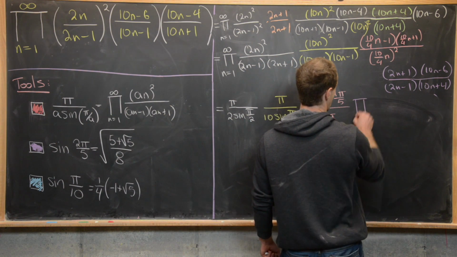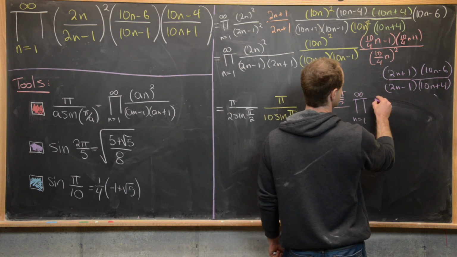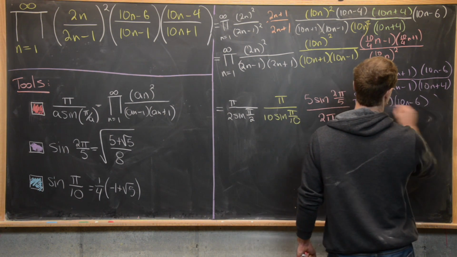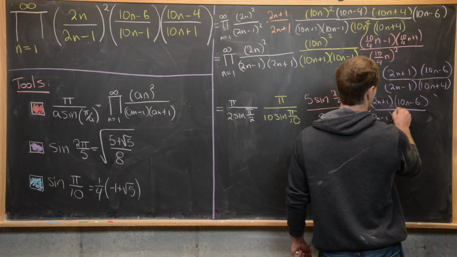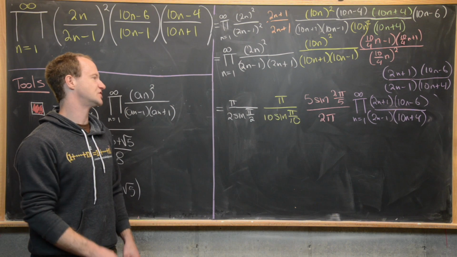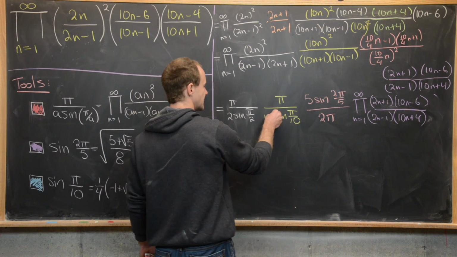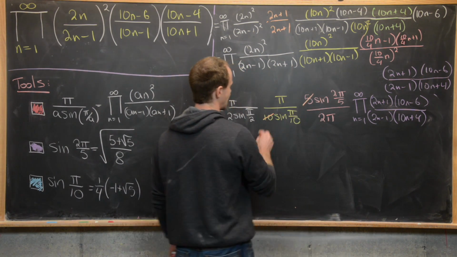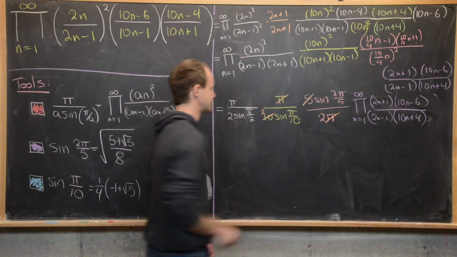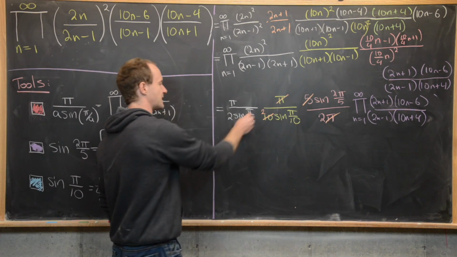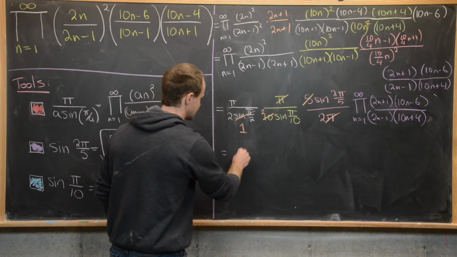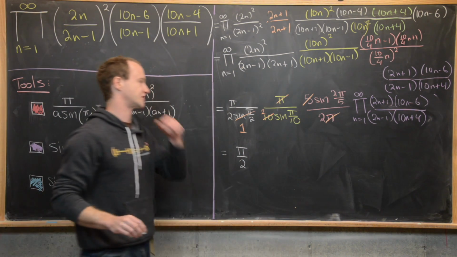So now we've got this product as n goes from 1 to infinity of 2n plus 1 and then 10n minus 6 over 2n minus 1 and then 10n plus 4. So now let's simplify this as much as we can. So maybe notice that this 10 and this 5 cancel down to have a 2 here. And then this pi and this pi cancel. And then furthermore, we know that the sine of pi over 2 is 1. So let's see what that gives us. So that gives us pi over 2 for this first term.